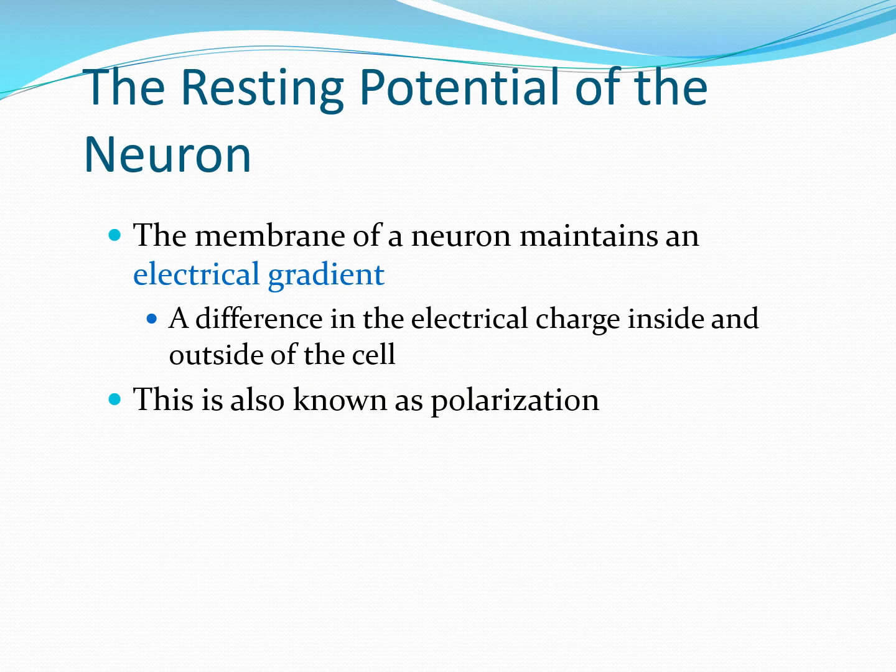So I'm going to do this again with the verbiage and the language, just to make sure I say things the way I want to say them. The membrane of a neuron is maintaining an electrical gradient, which is a difference in electrical charge inside compared to outside of the cell. This is known as polarization. Anything that's different from zero is polarized. When we're together and we're the same, we are not polarized.